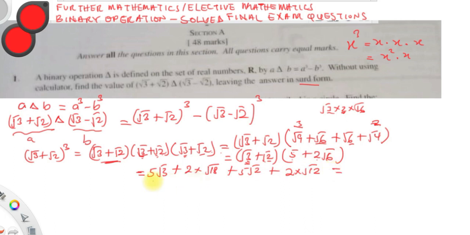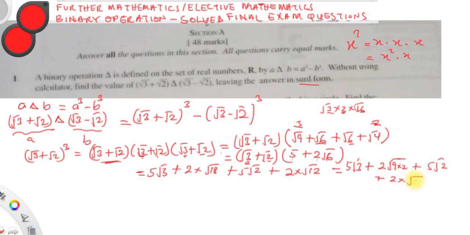So this is equal to 5 root 3 plus 2 times square root of 18. 18 is not reduced, you reduce it: 9 times 2. This is what you get. Have you seen? Then plus 5 root 2. Then plus we have 2 times root 12.